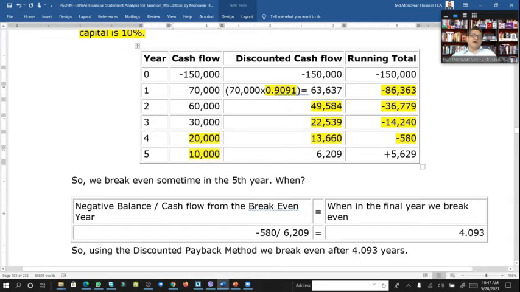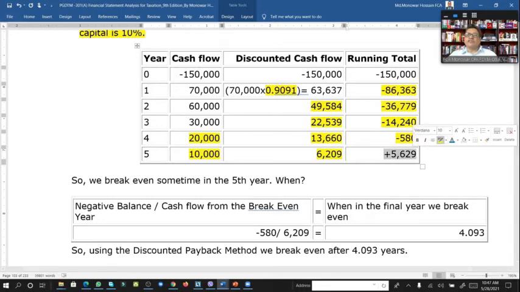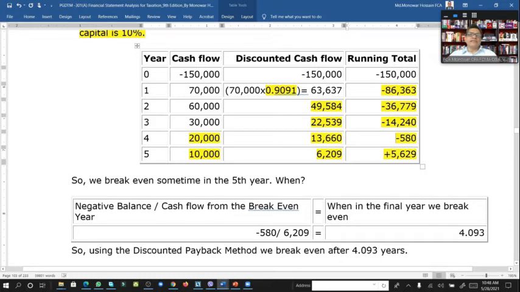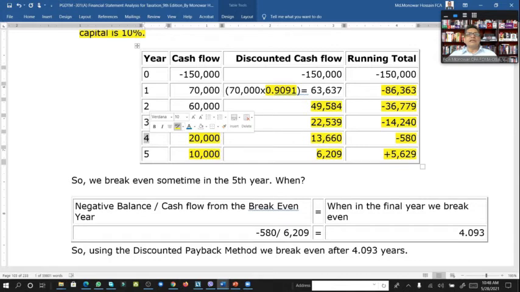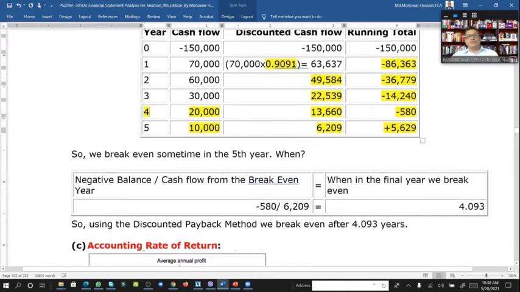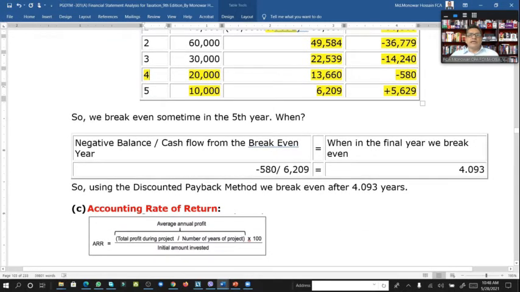Look here, all the cash flow comes here, and discounted with the discounting factor, we get 6,209. And this 6,209 is more than 580. So here it is positive 5,629. So our break-even will be in year 4, because here, look, year 4 is the base one.